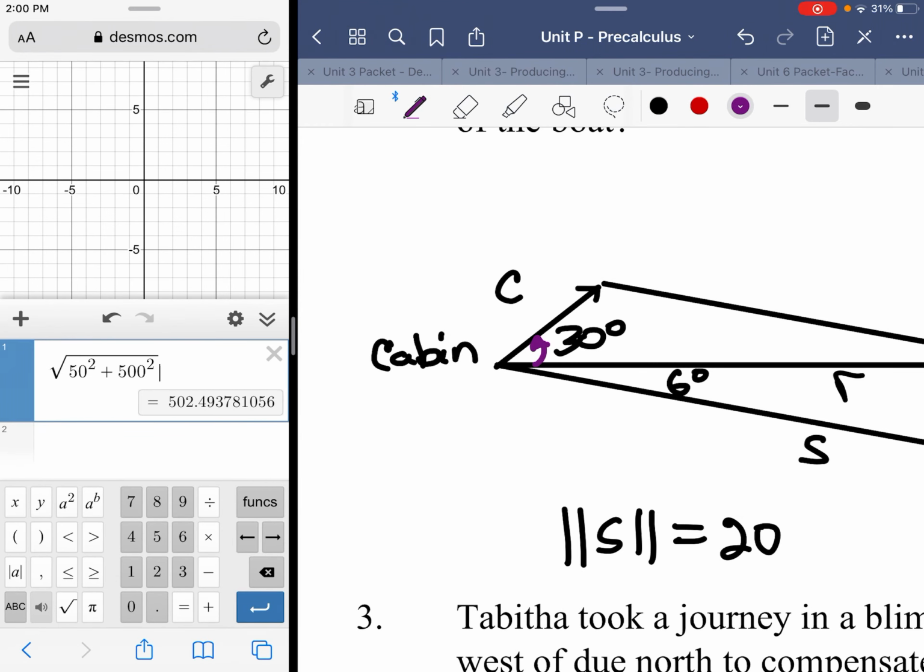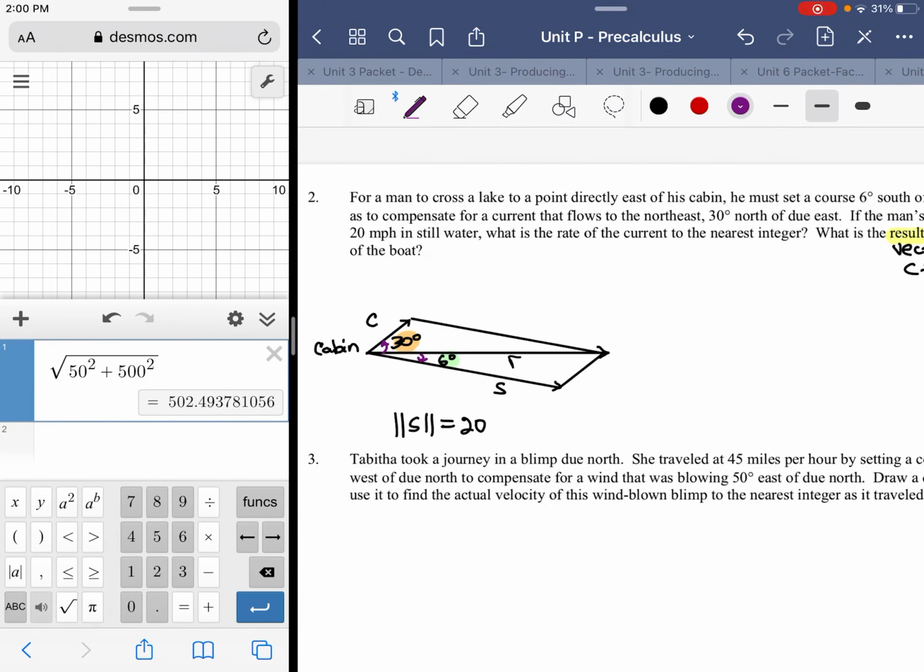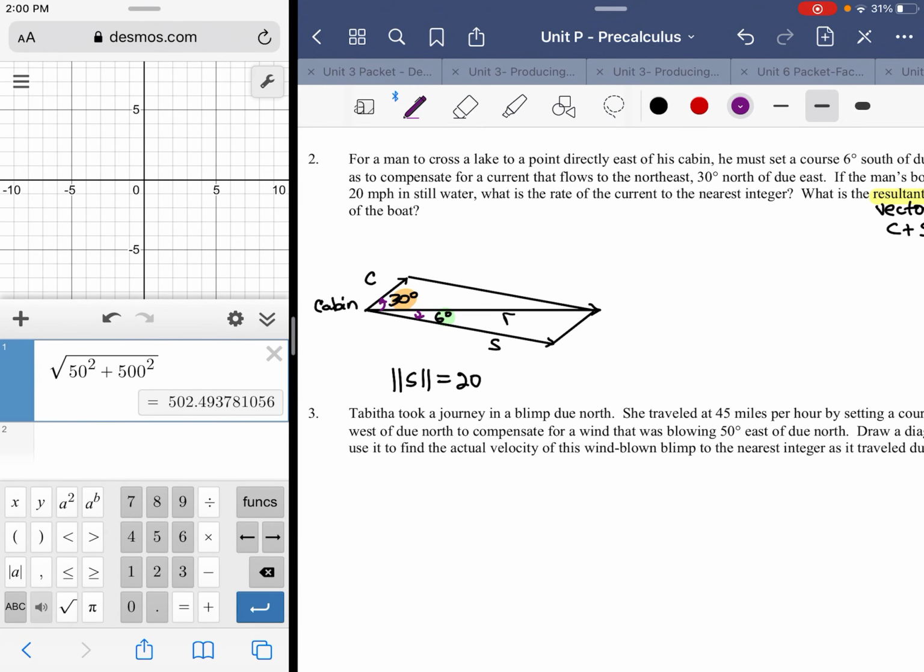Specifically, C plus S. At first glance, it does not look like I have a whole lot of information, but as it turns out, I have a ton. I get an angle, 30 degrees, and I get another angle of 6 degrees, but that's 6 degrees below the axis. We'll keep that in mind. We also know the magnitude of S. We don't know the magnitude of C, so we'll have to leave that as a variable.